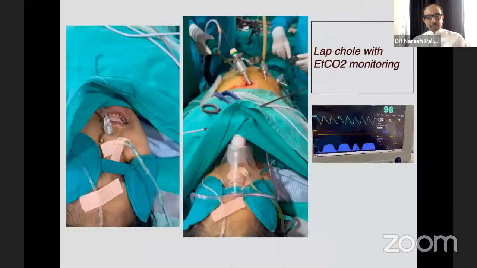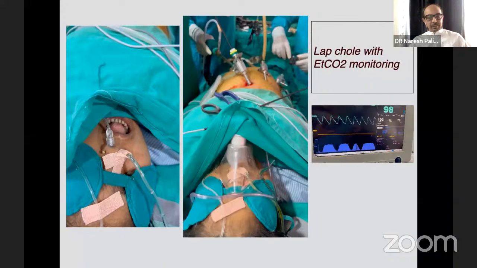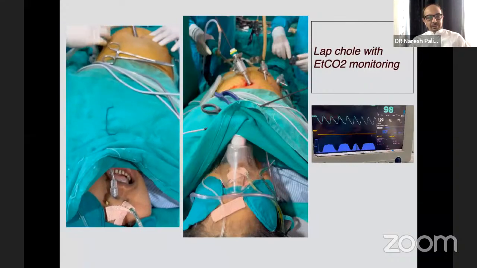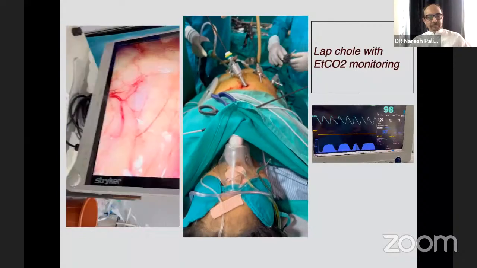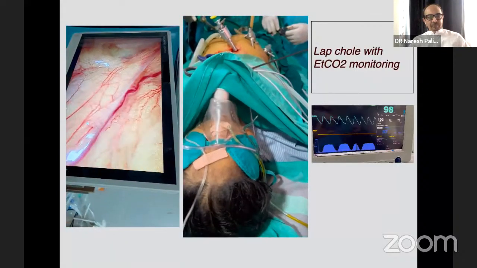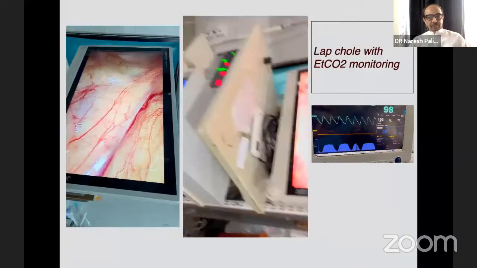This is laparoscopic cholecystectomy with ETCO2 monitoring. This patient had diabetes, hypertension, old, slightly obese patient.